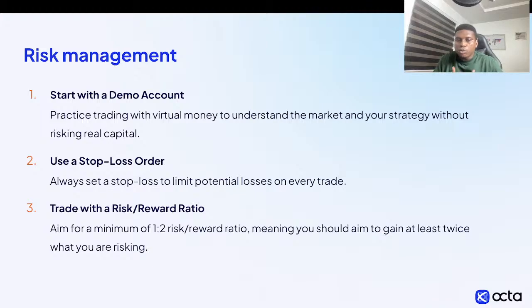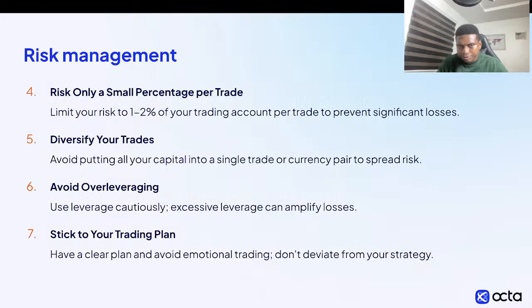Also, trade with a risk to reward ratio. All right, always aim for 1 to 2 risk to reward ratio. Very, very important. Now, risk only a small percentage per trade. Also, don't forget to diversify your trade. So don't use 5 lot size to pick a single trade. It's not advisable, right? You can diversify your trade and spread those lot size across different positions. Then avoid over leveraging.